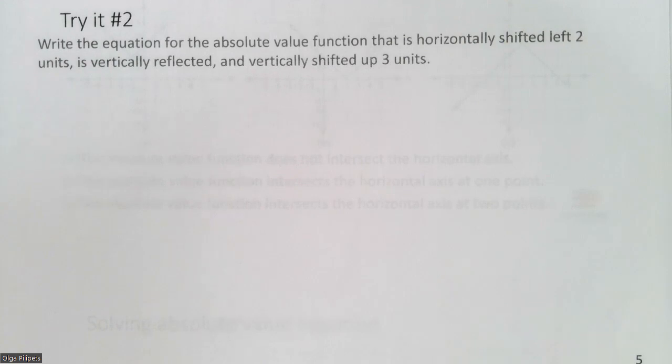It says write the equation for the absolute value function that is horizontally shifted left 2 units, is vertically reflected, and is vertically shifted up 3 units. So reflected, shifted left 2 units, and shifted up 3 units. Go ahead and try it. Let me know how it goes.